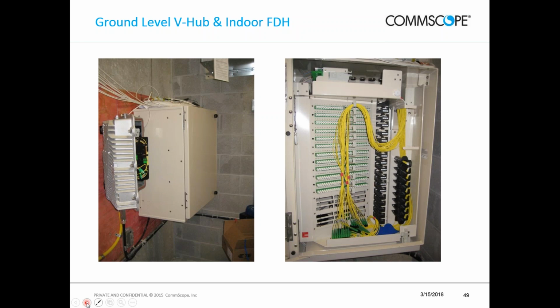This was a high-rise in Chicago, brand new building. You might be able to see that from how clean it is in the basement of this building. But this is a fiber distribution cabinet that's 288. Off to the left of this, mounted on that plywood board, is the V-hub. And this is what's providing the signal input to the splitters in the fiber distribution cabinet.